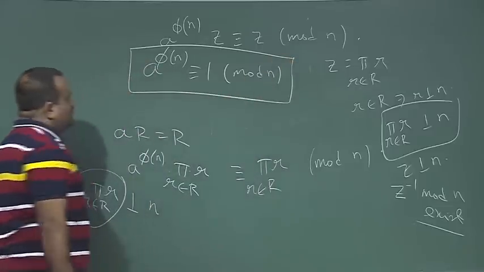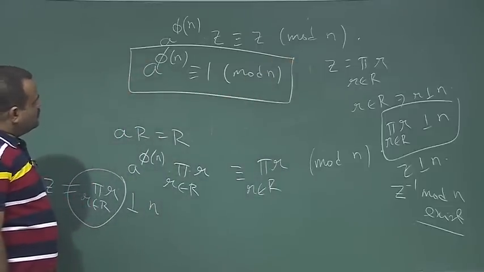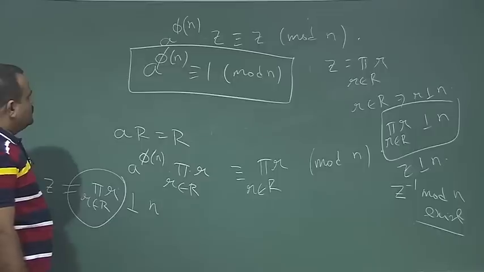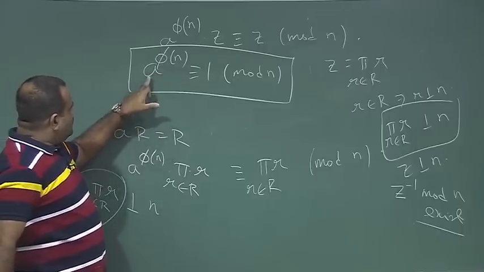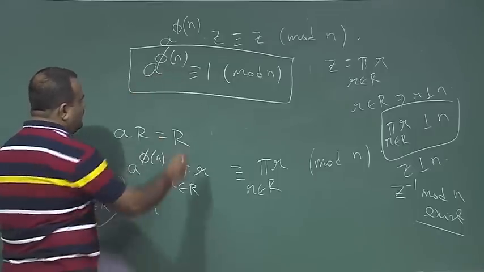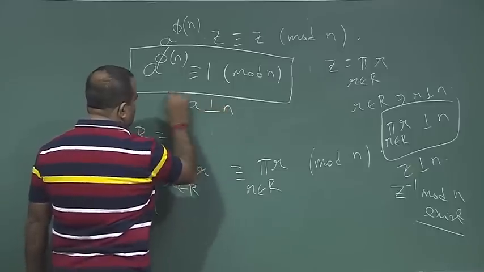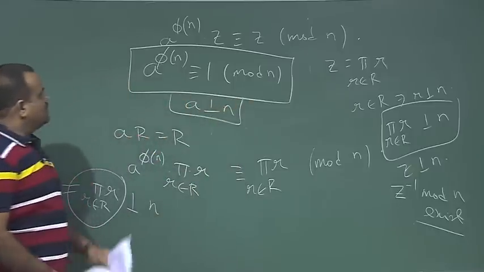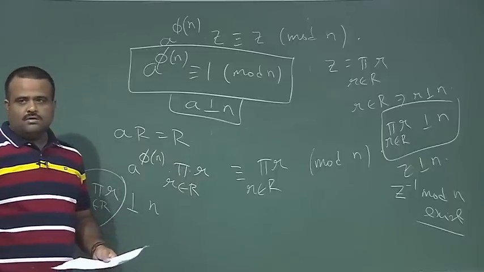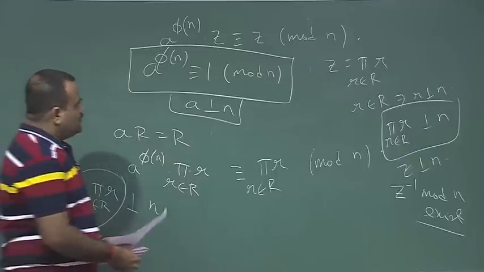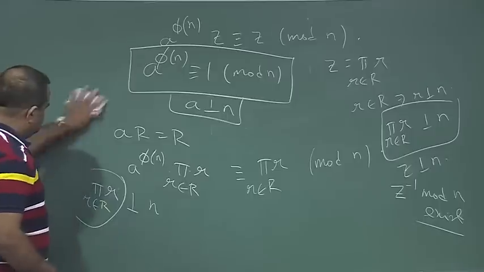So, this is Euler's theorem. We proved Euler's theorem. This is true for any integer n and integer a such that a is relatively prime with n. This condition must be there for the result to hold. Okay, so let us take an example.